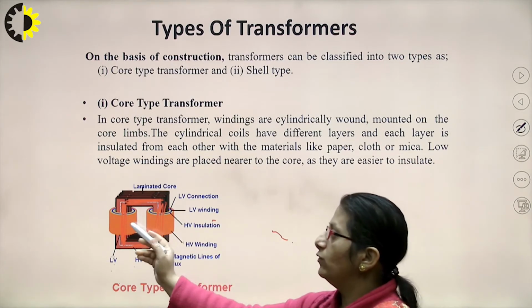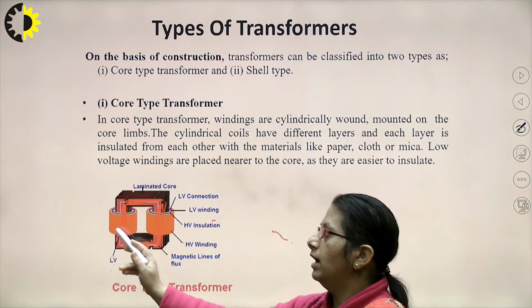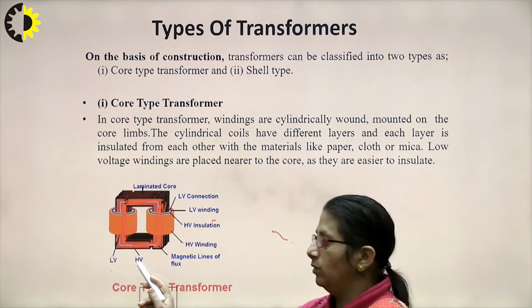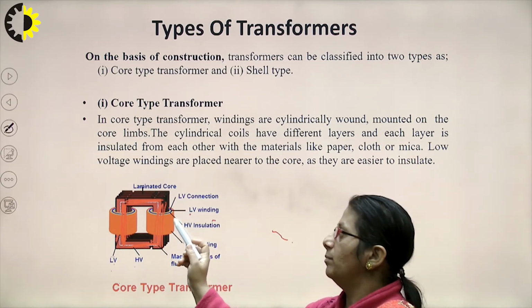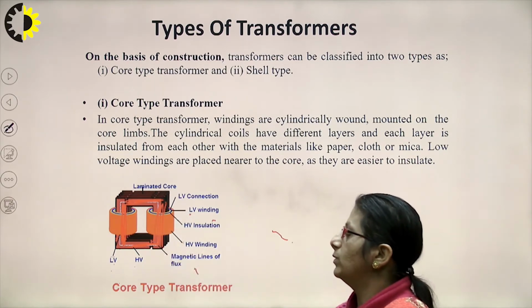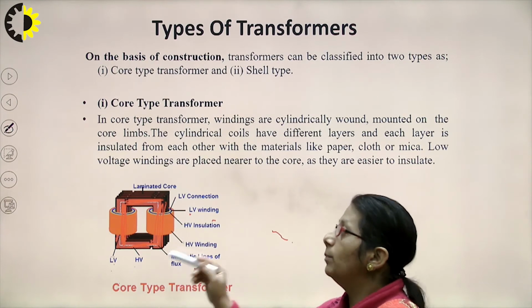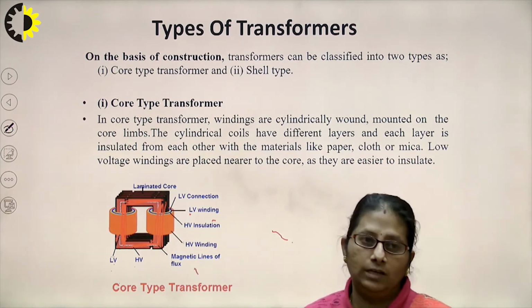Similarly, half of the low voltage winding is wound over here, and half of the high voltage winding is wound over here. Similarly, the next half of the low voltage and high voltage windings are given over here with proper insulation in between.